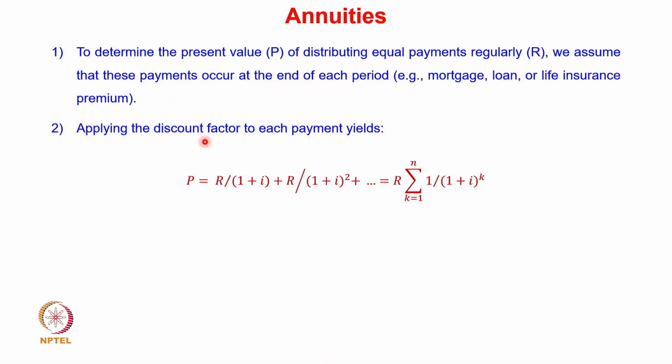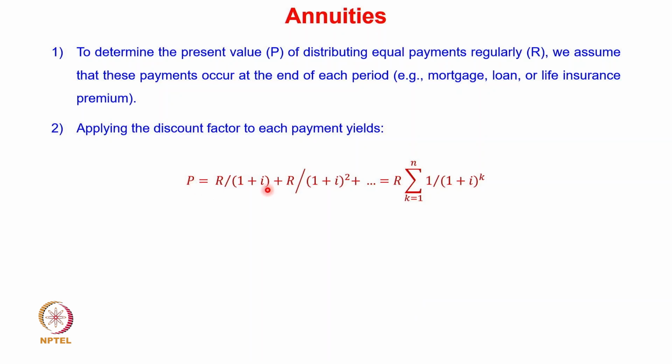So we can calculate the discount factor for such payments. You can see that P can be calculated as R divided by 1 plus I, for year 1. For the second year it will be R divided by 1 plus I raised to the power 2, and this summation goes all the way to the entire period of the project.